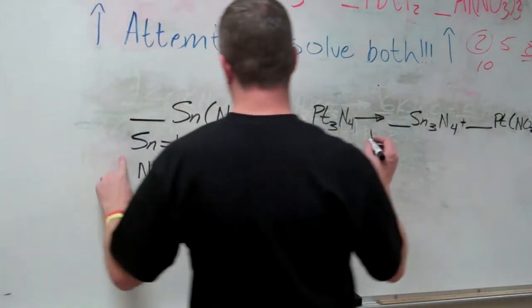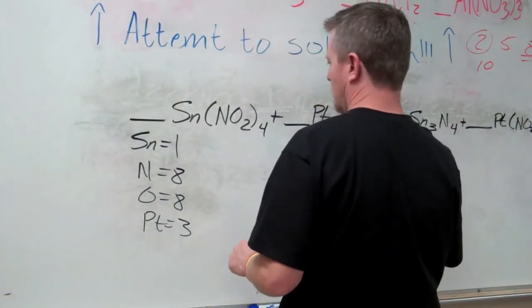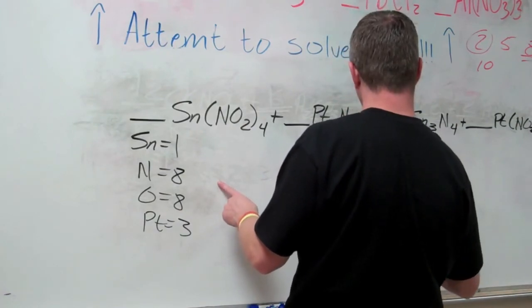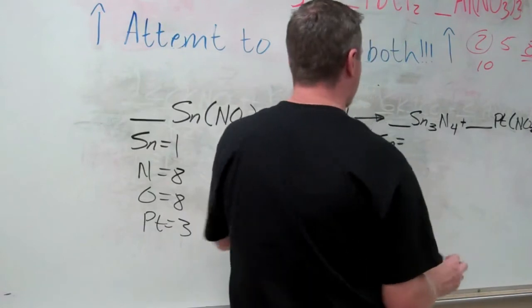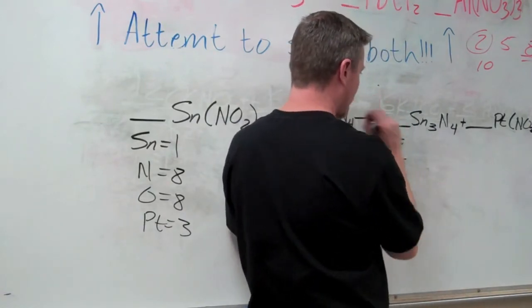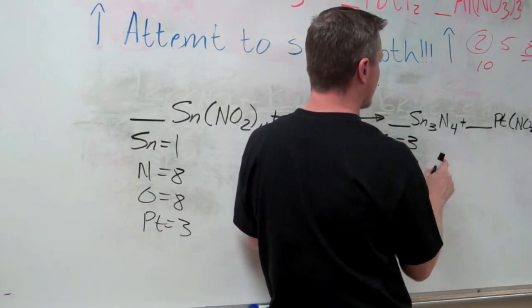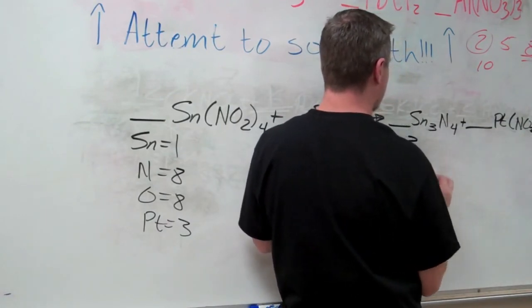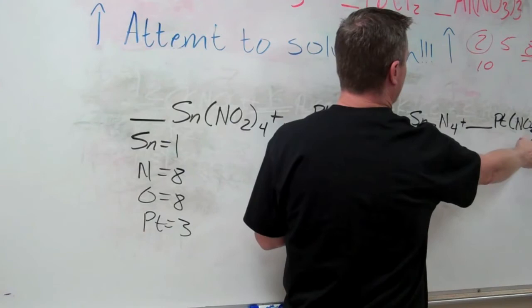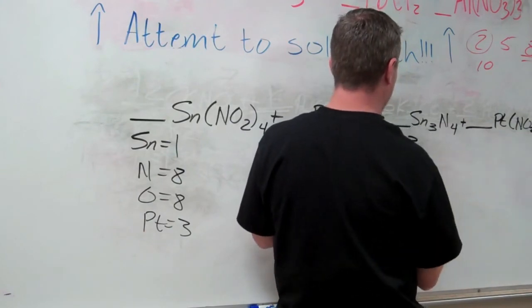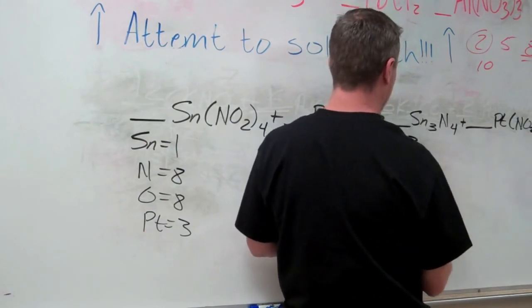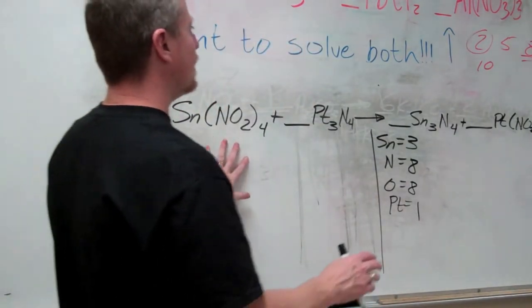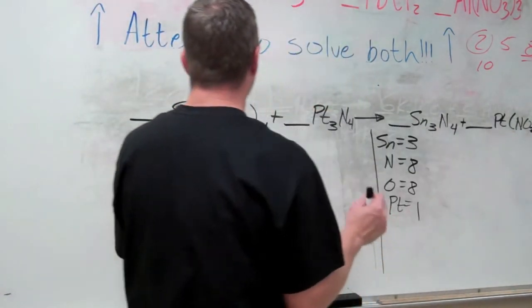So SN, N, O, PT. I'm going to copy these over and count these up. How many SNs? 3. How many N's? 4 plus that 4. Oxygens: 16. 4 times 2, 8. PT, 1. So my rationale is I hate things in parentheses. I'm going to avoid those at all costs.